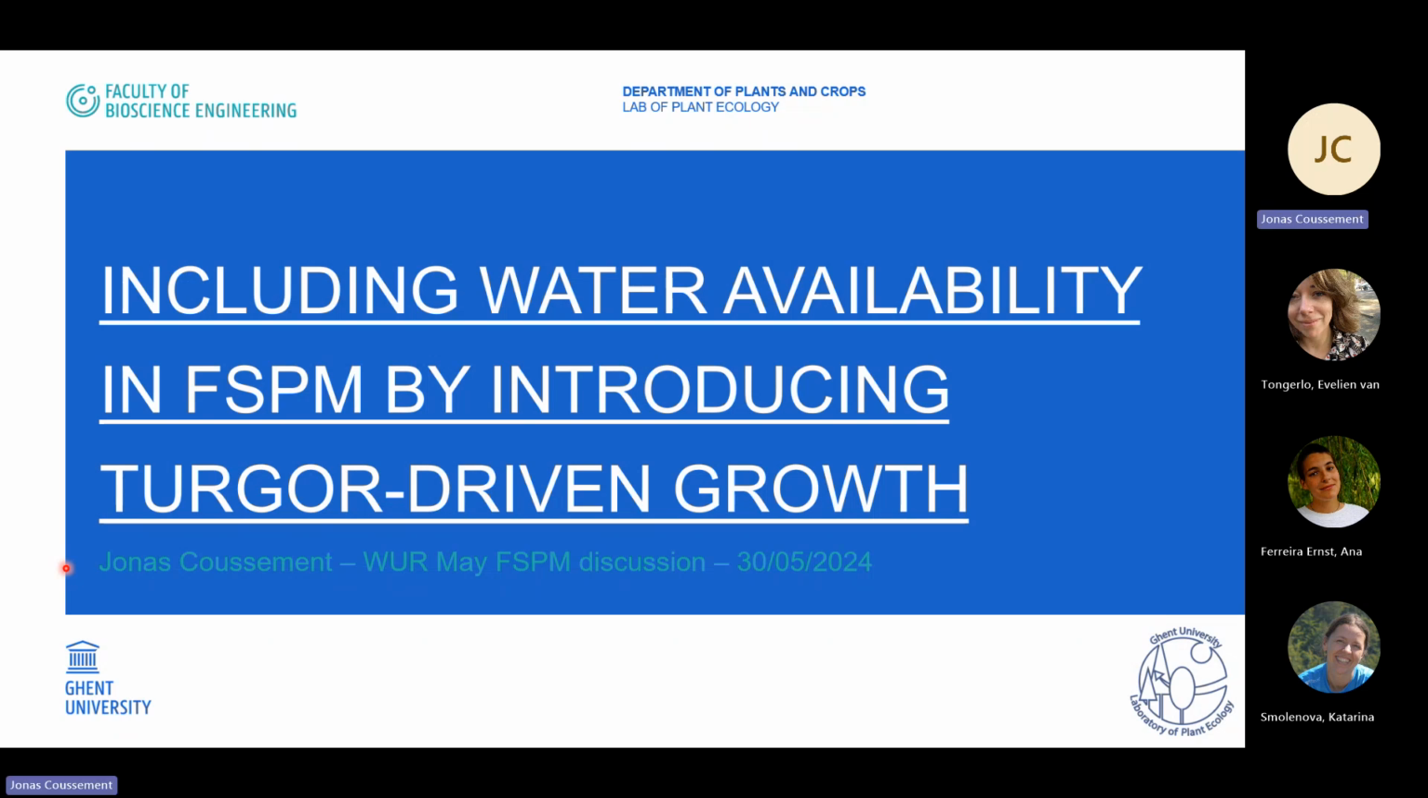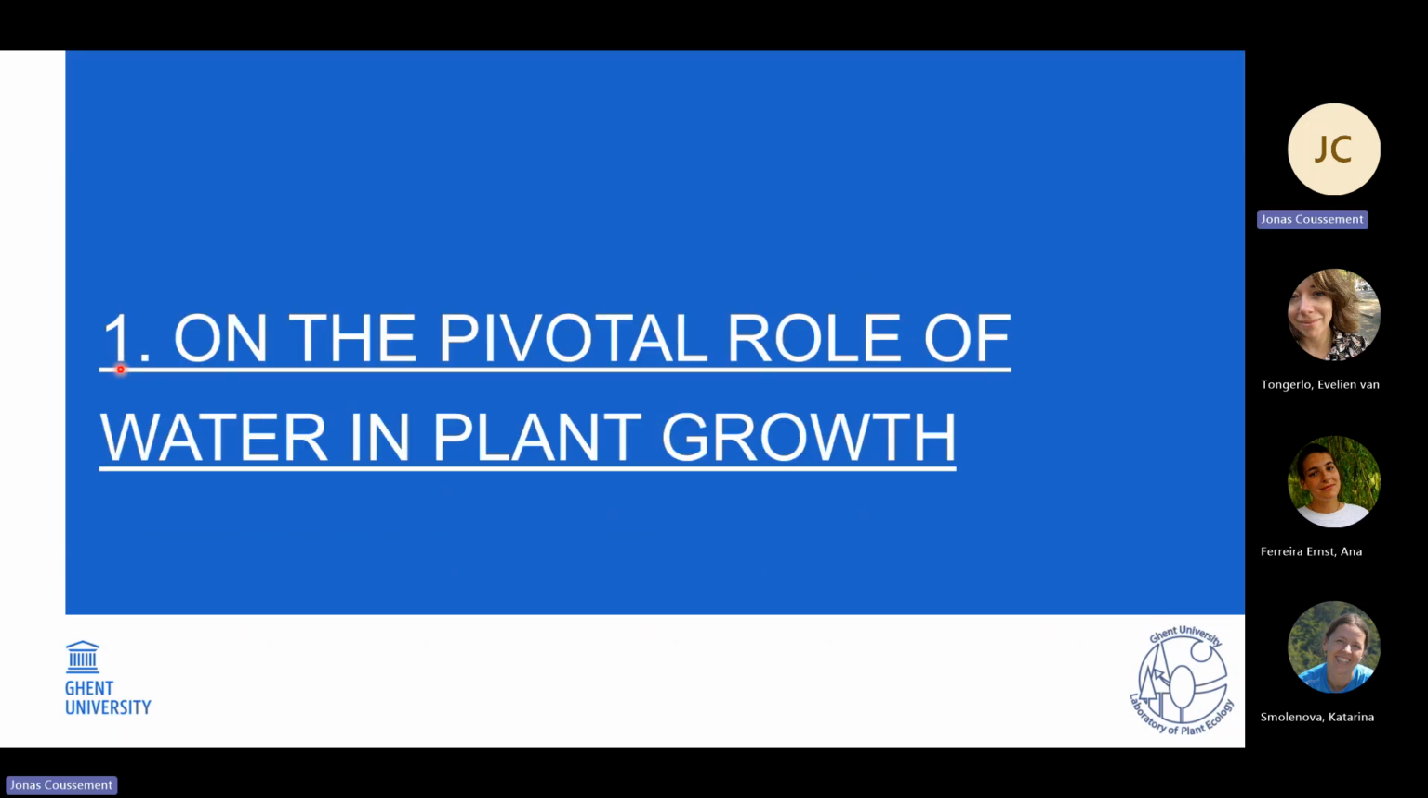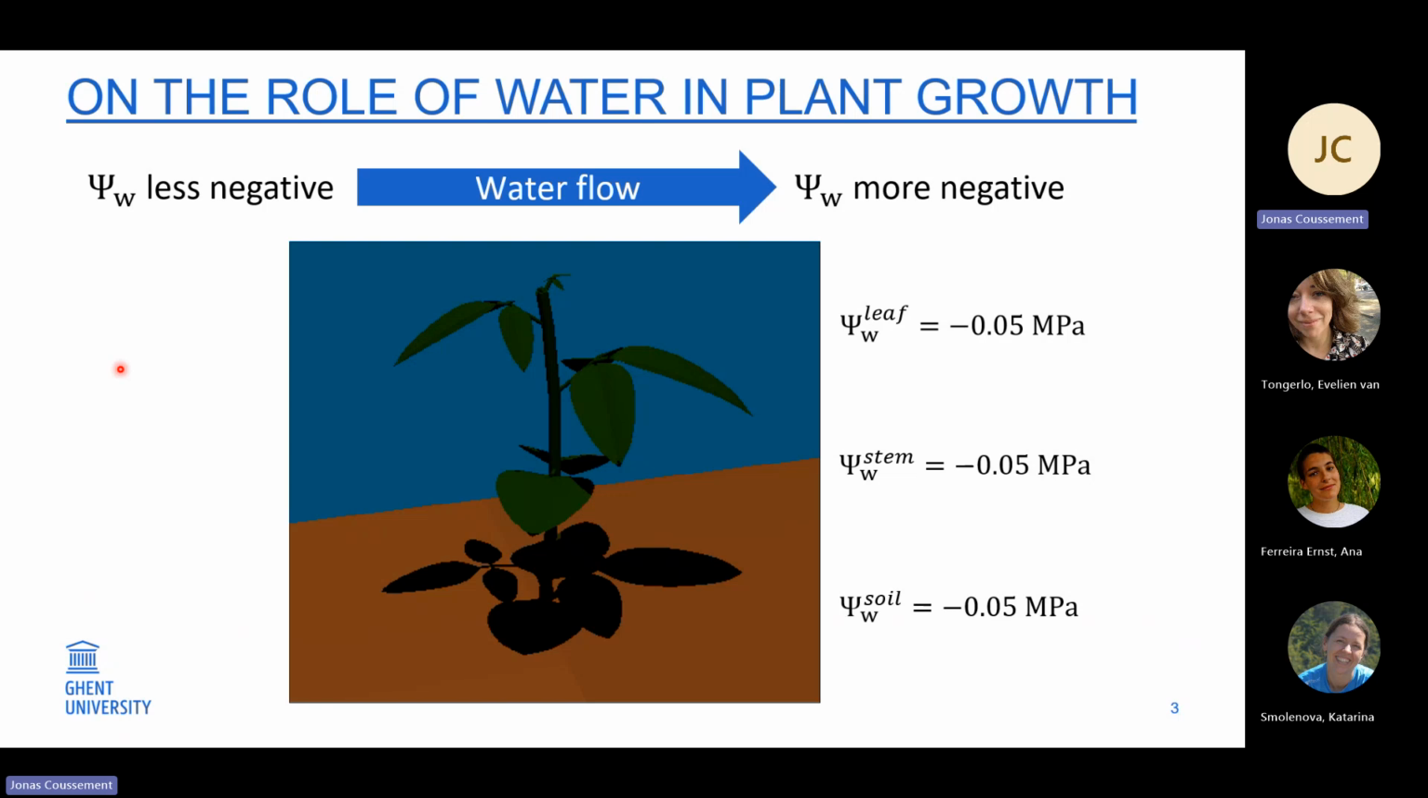Yeah, so hi everyone. I thought I'd start this presentation with just a quick rundown of what the pivotal role of water is in plant growth. One of the first things to know is that in a plant, water flows based on a gradient in water potentials. So water flows from a less negative to a more negative water potential, and this water potential represents sort of a pulling force that is drawing the water towards it.